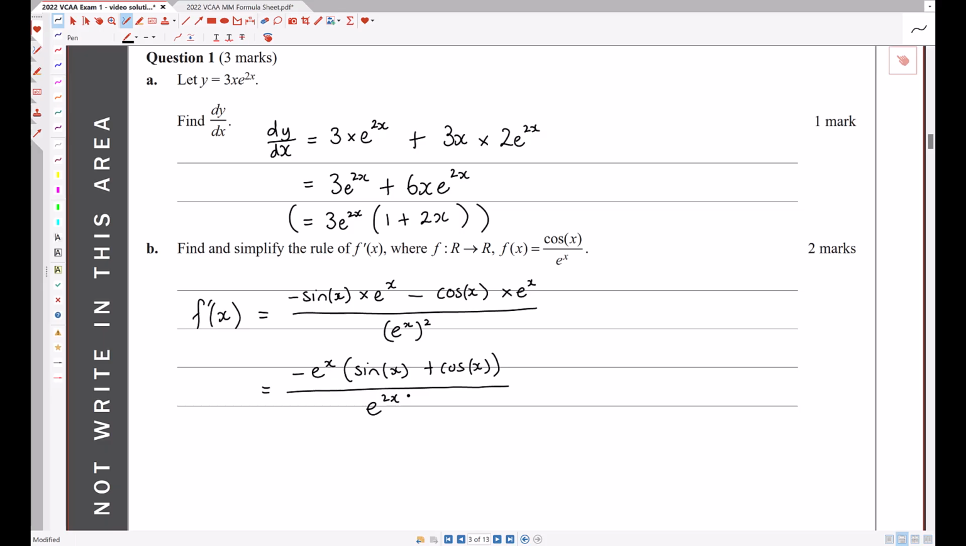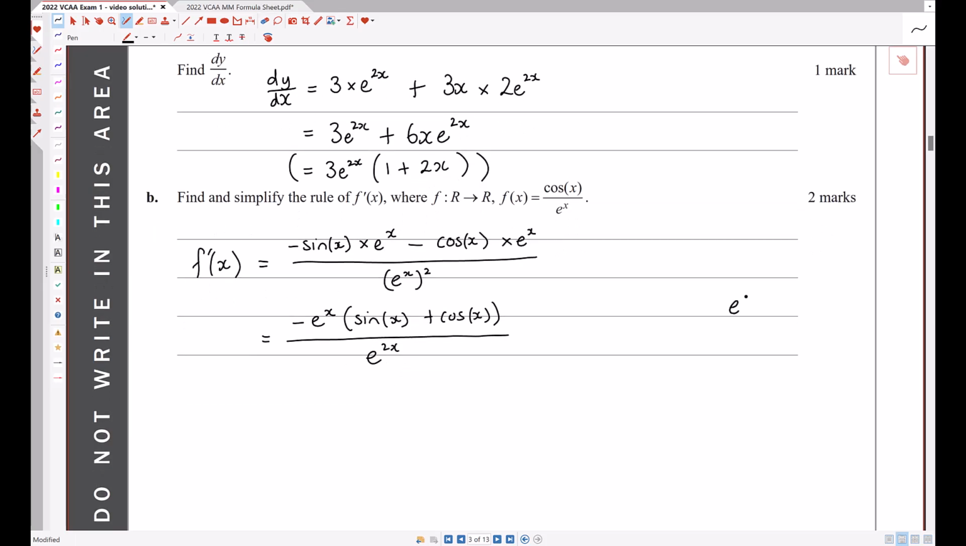Now this e to the x and e to the 2x, they're going to simplify. So e to the x on e to the 2x, subtracting powers, that's e to the x minus 2x, so that's e to the negative x, which means we just keep an e to the x on the denominator. So we're going to have negative sine of x plus cos of x over e to the x. Again, you might not have that negative factored out, that's fine. It did say find and simplify, so yes, you would definitely be expected to cancel down that common factor of e to the power of x.